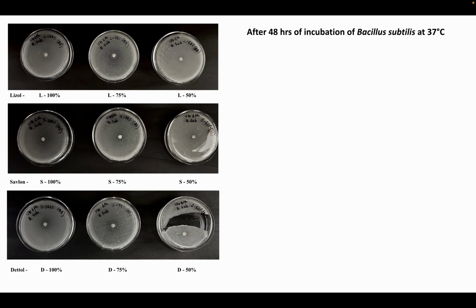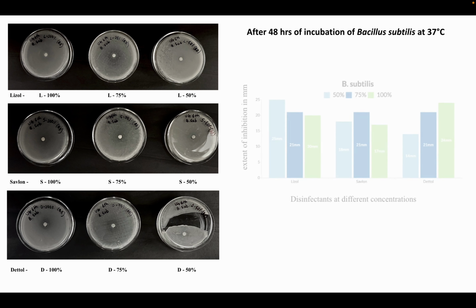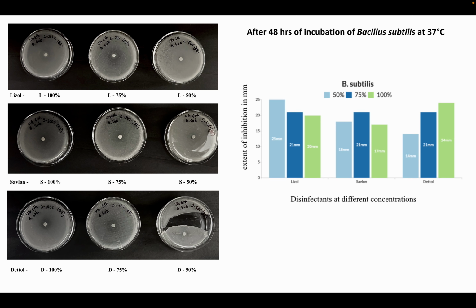Now, after 48 hours of incubation of Bacillus subtilis at 37 degrees Celsius, we got 9 different readings, and based upon that, we have classified the findings into this graph. The x-axis denotes the disinfectants at different concentrations, and the y-axis denotes the extent of inhibition in millimeters, which is the diameter essentially.